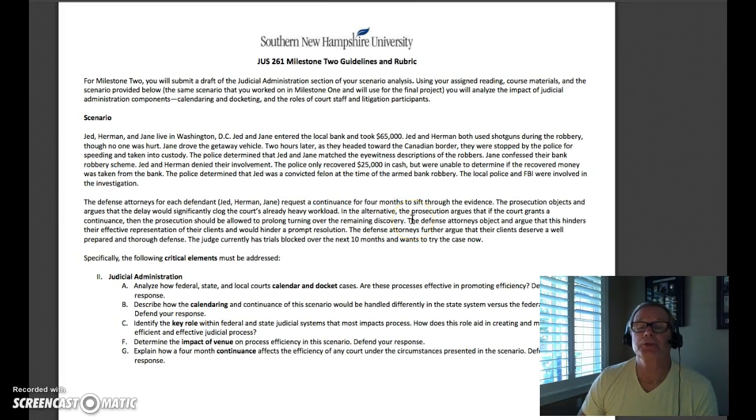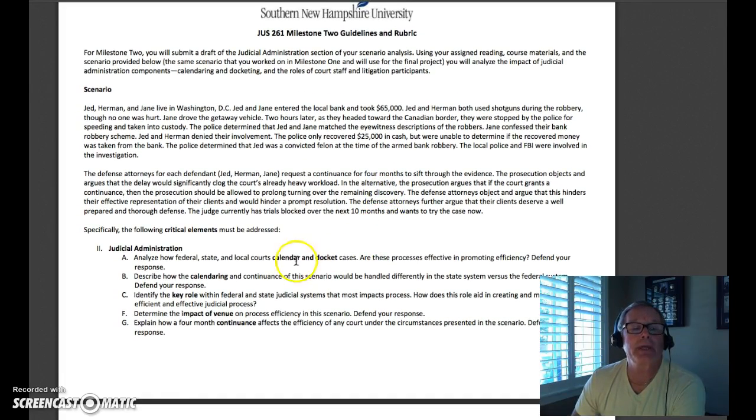Again, the defense attorneys want to propose a continuance so they can evaluate their client's culpability and the evidence that's being used to attempt to prosecute them. So I think it's important that you reread the scenario and get an understanding of what exactly is being asked as we prepare to answer some of these questions. The first thing you have to look at is to analyze how federal, state, and local courts calendar and docket cases.